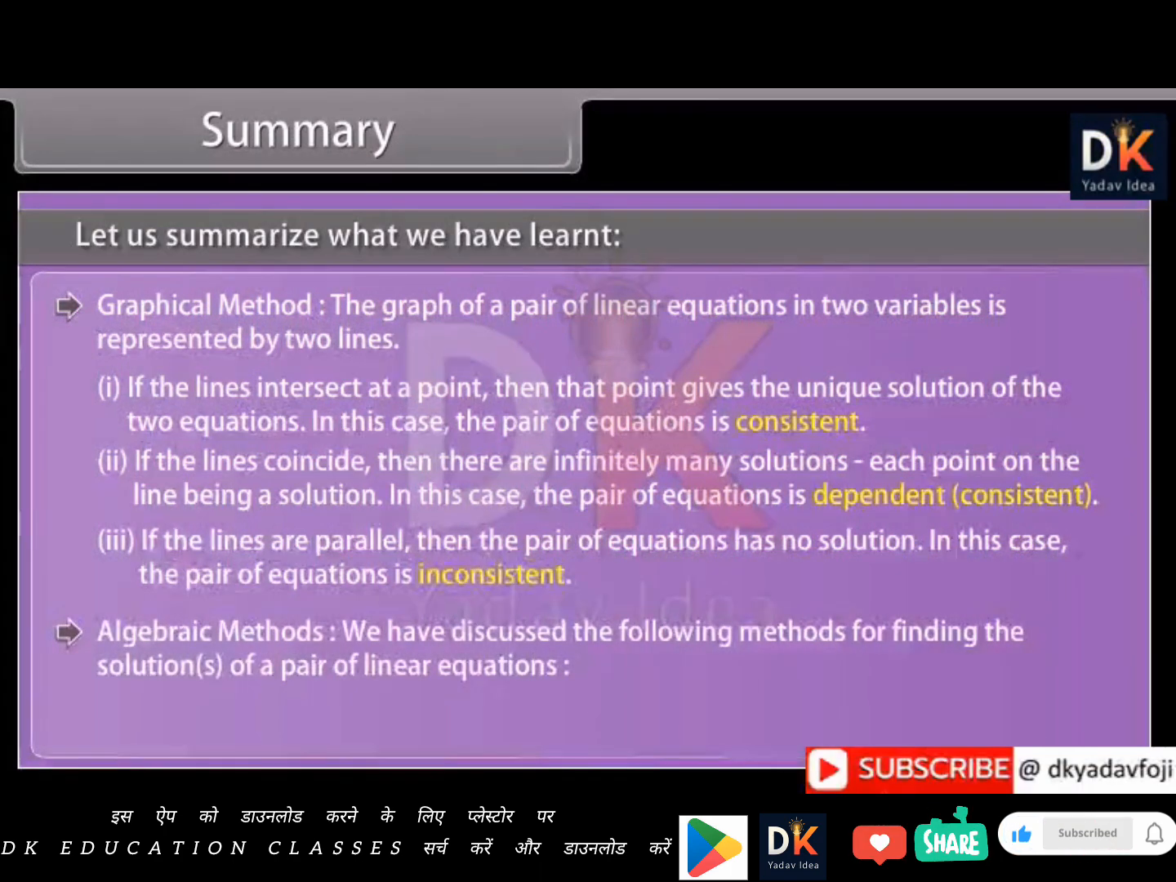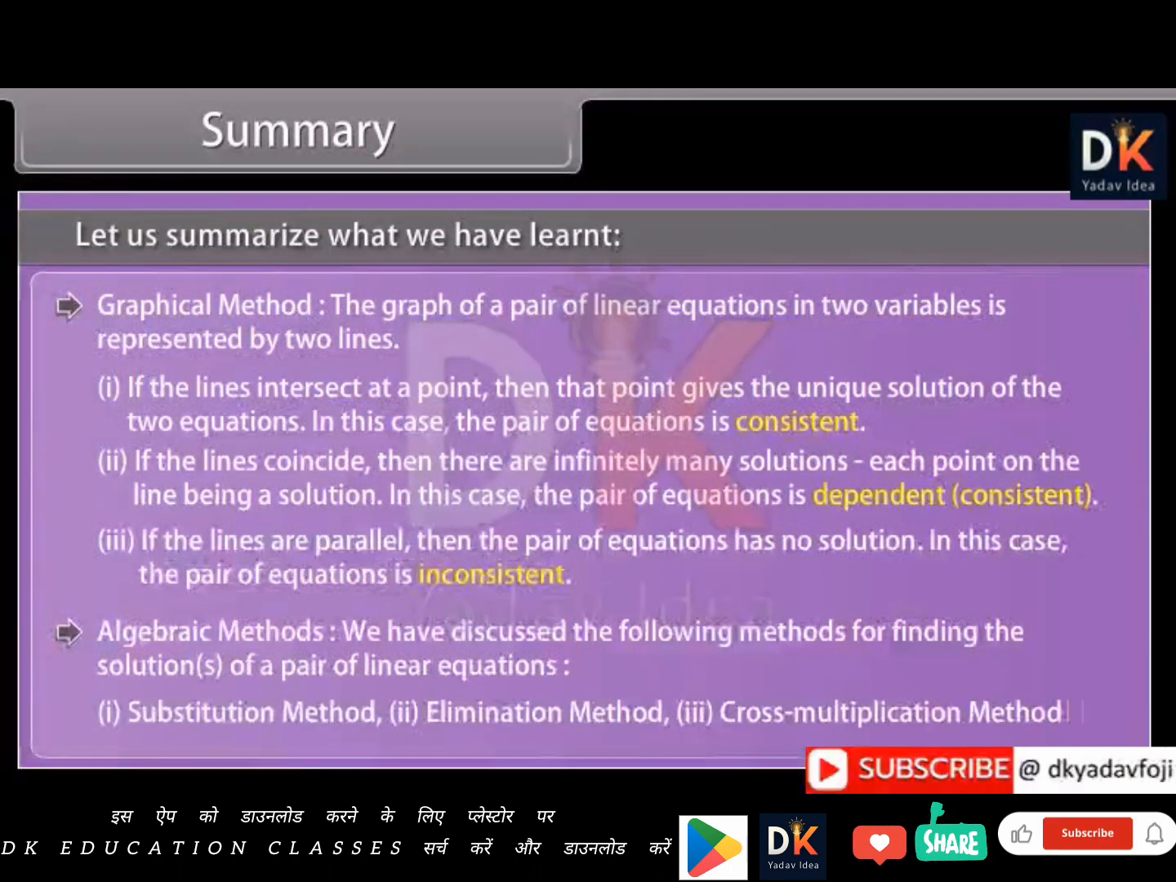Algebraic methods. We have discussed the following methods for finding the solutions of a pair of linear equations. 1. Substitution method. 2. Elimination method. And 3. Cross multiplication method.